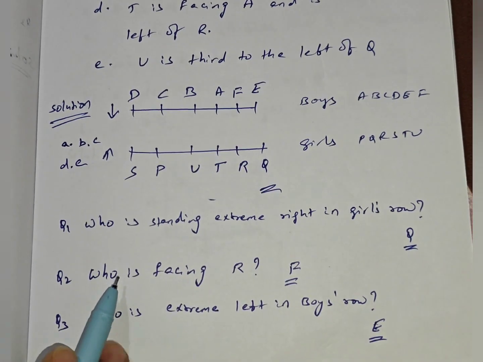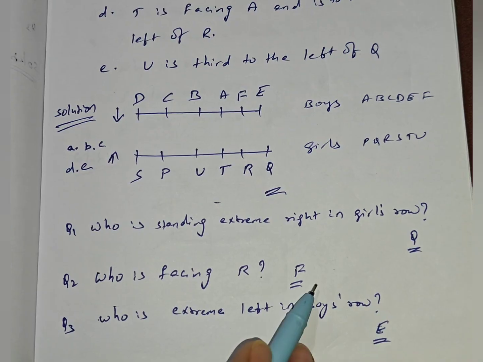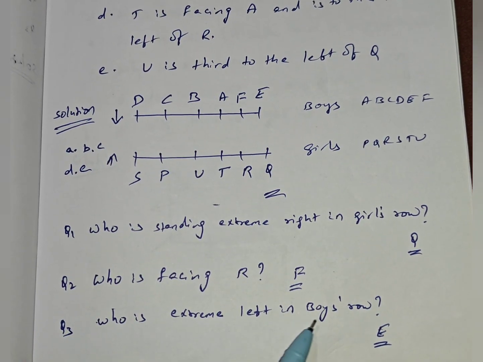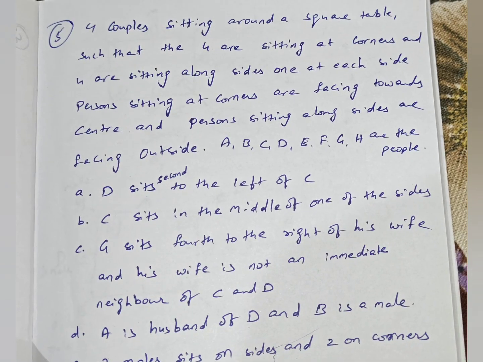Now solving the questions. Who is standing extreme right in the girls' row? This is P. Who is facing R? This is F. And who is extreme left in the boys' row? This is E. Let us solve one more problem.